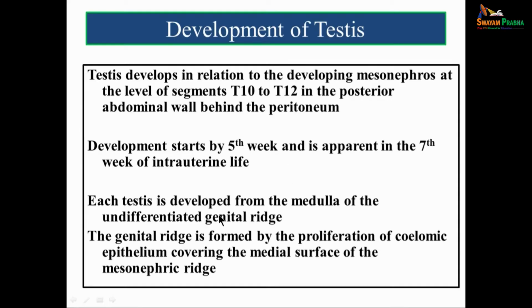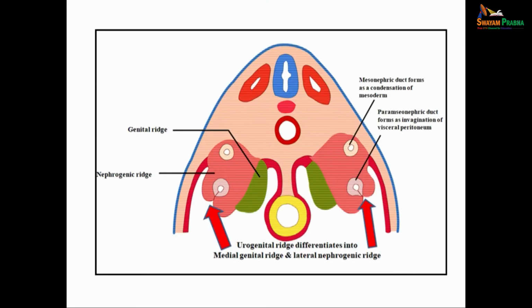Each testis is developed from the medulla of the undifferentiated genital ridge. The genital ridge is formed by the proliferation of coelomic epithelium covering the medial surface of the mesonephric ridge. Now you can see here in this picture, this is the urogenital ridge which has got differentiated into a medial genital ridge and lateral nephrogenic ridge.